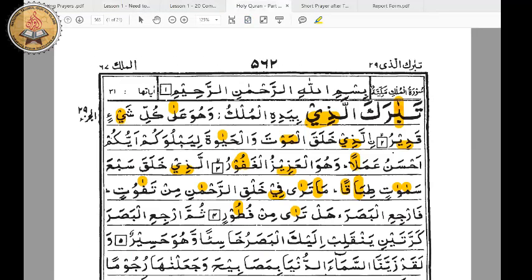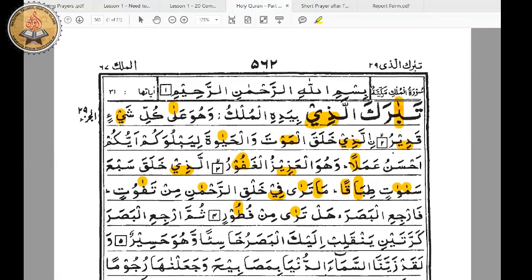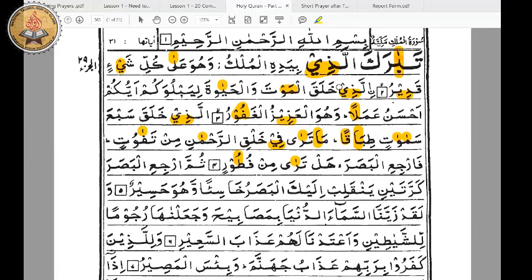Now, can I ask you to please read A'udhu Billah and Bismillah, and then can you please recite the first verse up to here, and please can you pay attention to where you can see all the yellow bits. So all the yellow bits, like I said, are the ones that you have to prolong for 2 seconds, and wherever there's no yellow bits, they're just for 1 second. Okay? Okay. All right then.